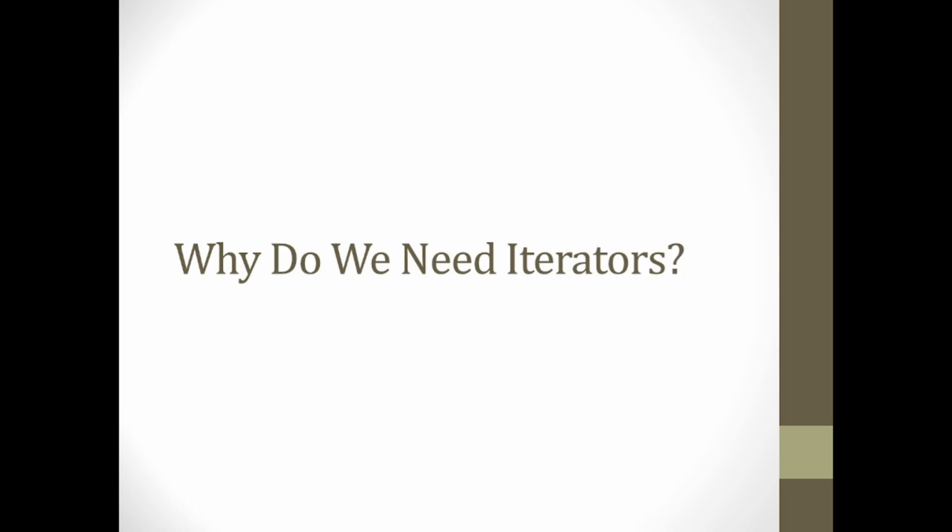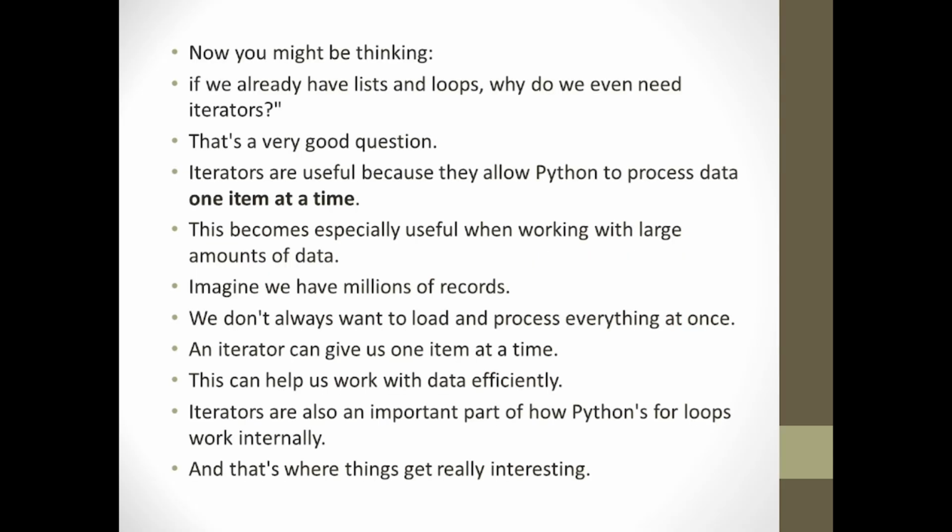Let's understand why we need iterators. Now you might be thinking, if we already have lists and loops, why do we even need iterators? That's a very good question. Iterators are useful because they allow Python to process data one item at a time. This becomes especially useful when working with large amounts of data. Imagine we have millions of records. We don't always want to load and process everything at once. An iterator can give us one item at a time. This can help us work with data efficiently. Iterators are also an important part of how Python for loops work internally. And that's where things get really interesting. Here I show you everything about why we need iterators. You can just pause your video and read it carefully.